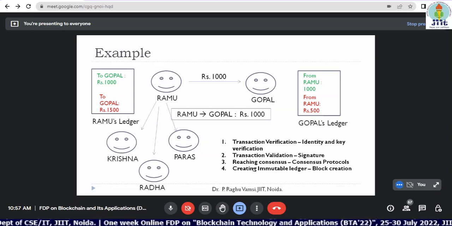Any doubts so far? Sir, there is one doubt. How is this immutable ledger being created in the form of a block? What is the main aim of this immutable ledger?